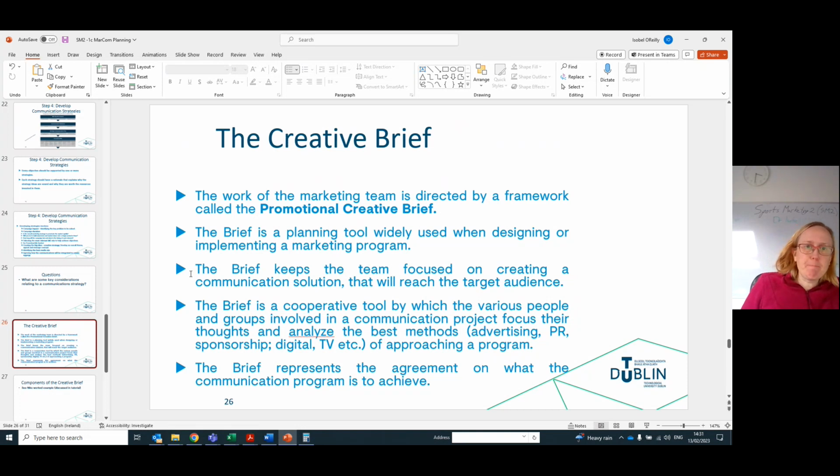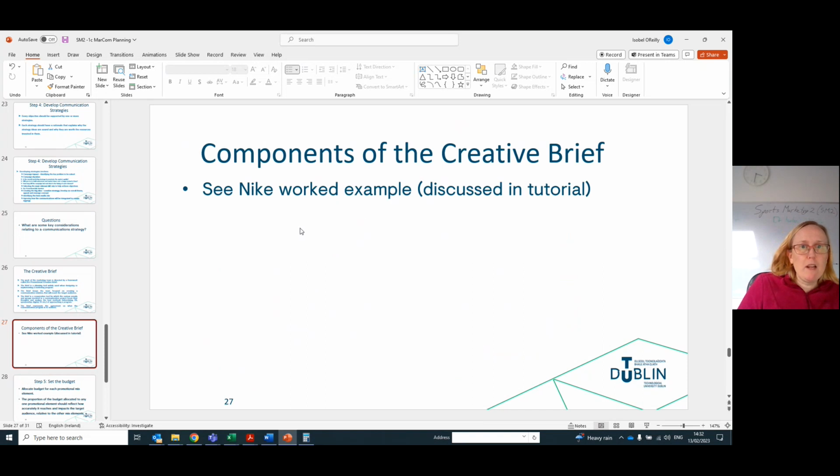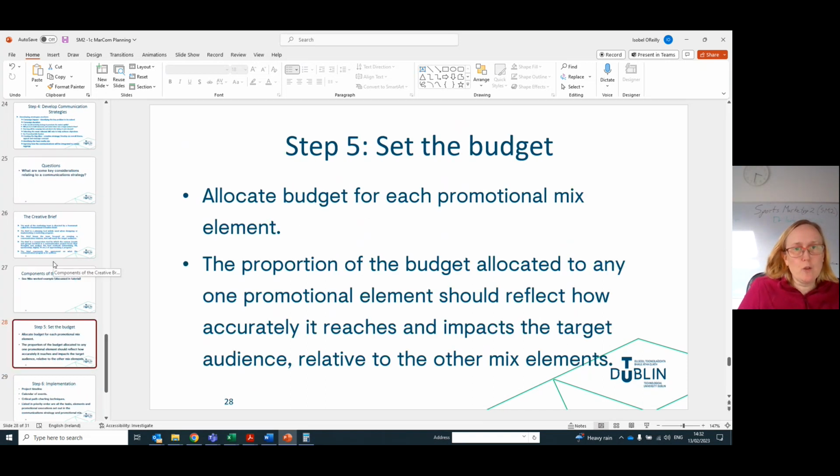So having this brief keeps everyone focused on the big picture and how what they're doing fits, because perhaps different teams are going to be working on different elements, and the brief keeps them on track and keeps the orchestra playing together, to keep that analogy. So it's a cooperative tool by which various people and groups involved in the CALM project focus their thoughts, analyse the best methods of approaching the programme. The brief represents the agreement on what the communication programme is to achieve. So we look at the Nike example in the tutorials.